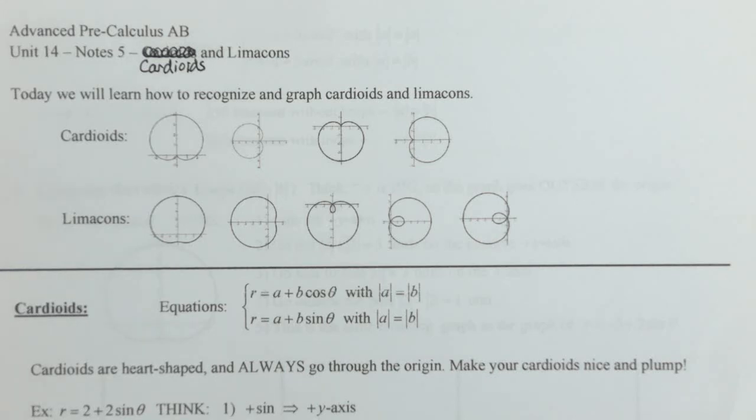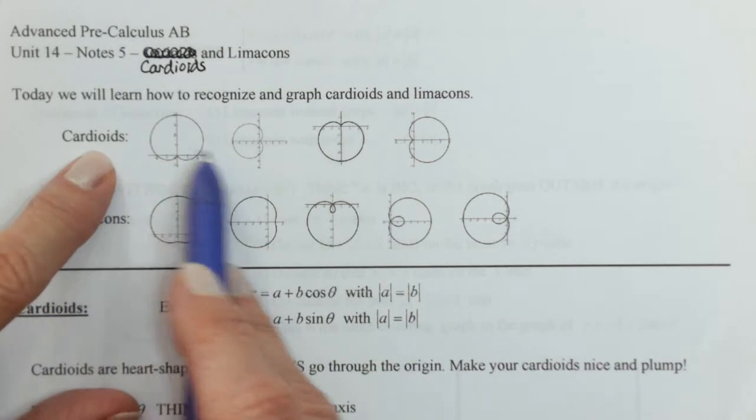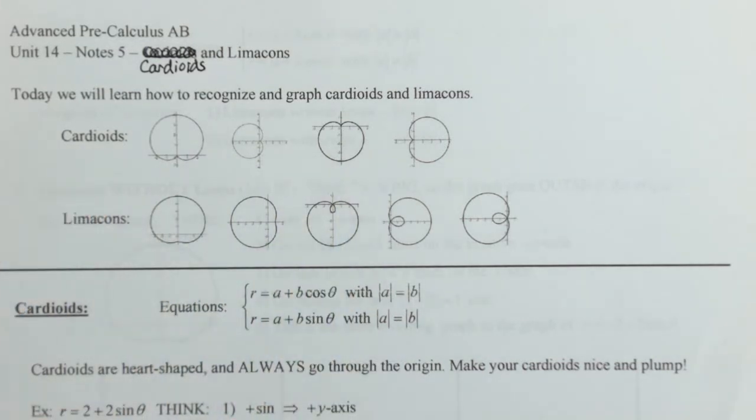Today we will be graphing cardioids and limacons. A cardioid is a little bit heart-shaped. I think of it like that. It has that cardio kind of prefix going on in there. It's a little heart-shaped, and you can see they are a little heart-shaped. Okay, they're nice and full and round hearts. They're not skinny hearts. They're not cutesy hearts.